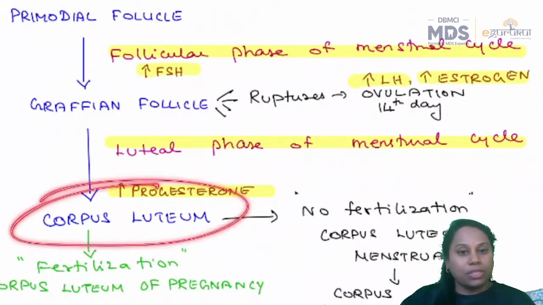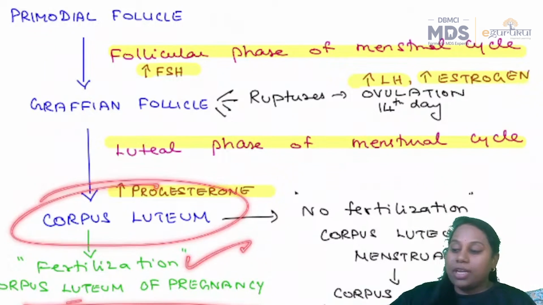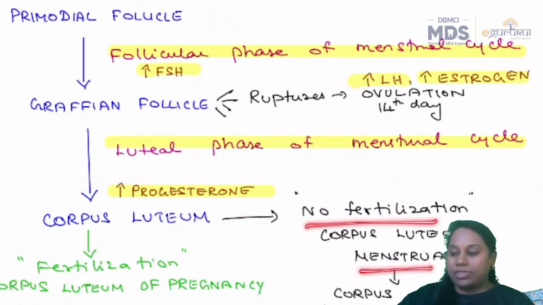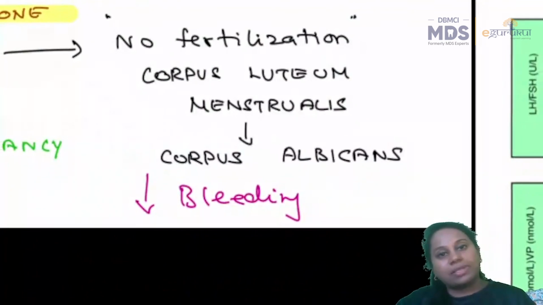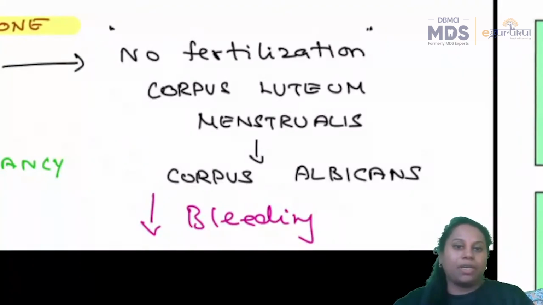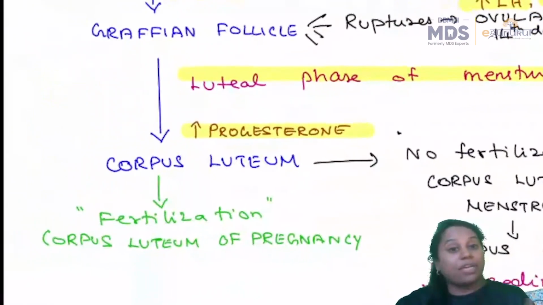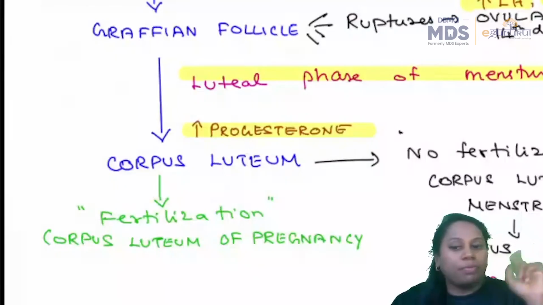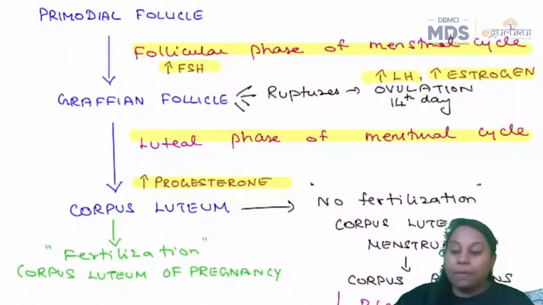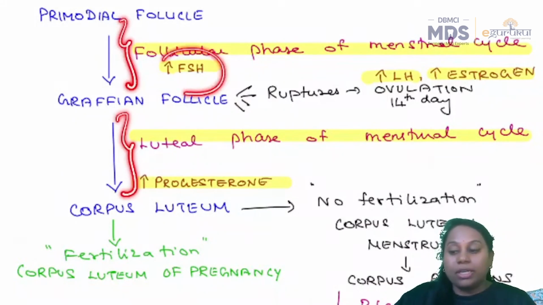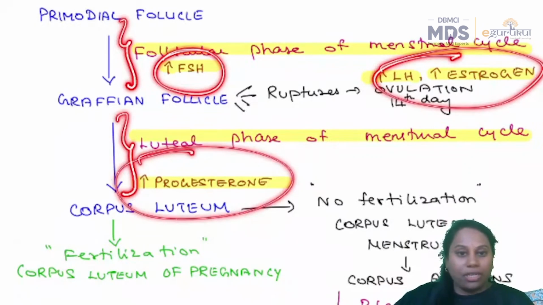Now, what is the fate of this corpus luteum? If it undergoes fertilization, it will form the corpus luteum of pregnancy. If there is no fertilization, it forms corpus luteum menstrualis, corpus albicans, and that is washed away in the bleeding phase of the menstrual cycle. If fertilization has happened, it will form the corpus luteum of pregnancy to maintain the pregnancy changes. So now I think you can understand changes in the follicular phase and the luteal phase. We have also learned the hormonal changes that take place during the follicular phase, just before ovulation, and the luteal phase.